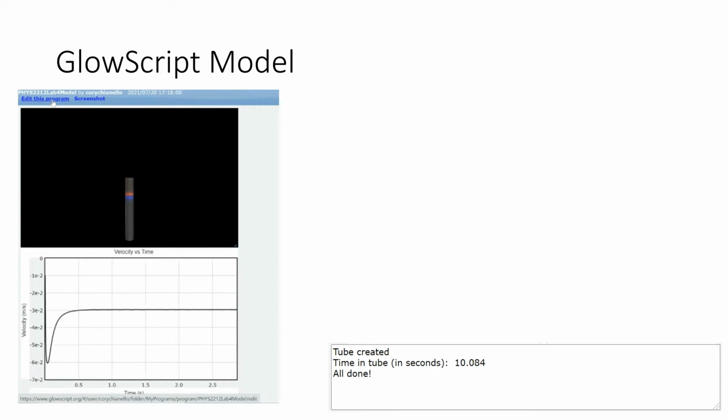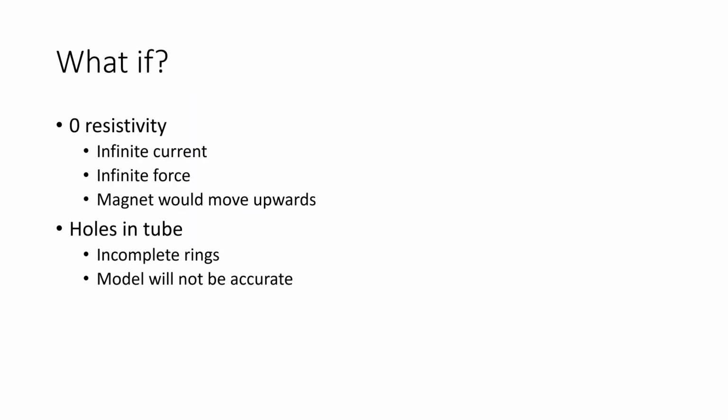Here is a GlowScript model of the experiment. The aluminum foil tube was modeled as a line of wire rings. The video is sped up. As you can see, the time it took for the magnet to fall through the tube in the model was 10 seconds, about 5 times longer than what was observed. This does not make sense as the foil was only 31 centimeters long. I believe there was an error somewhere in my code, however, I could not figure it out.